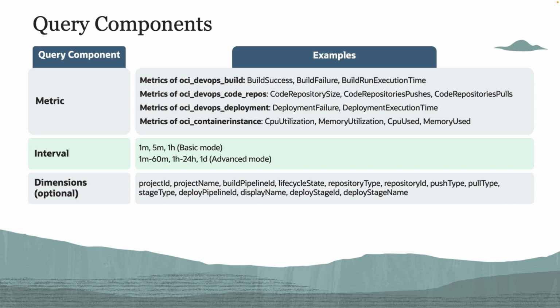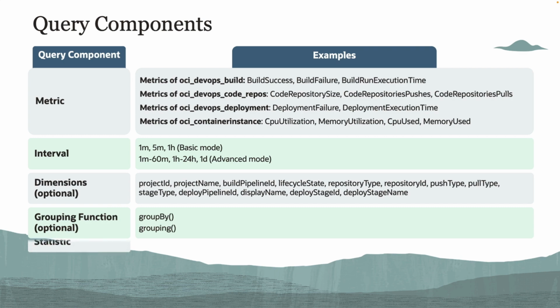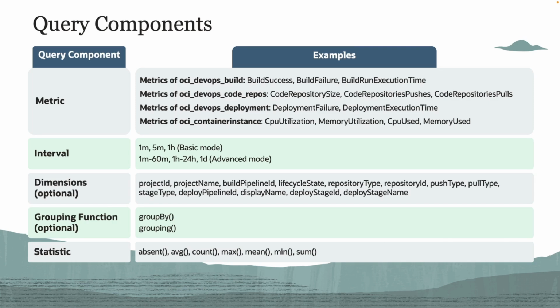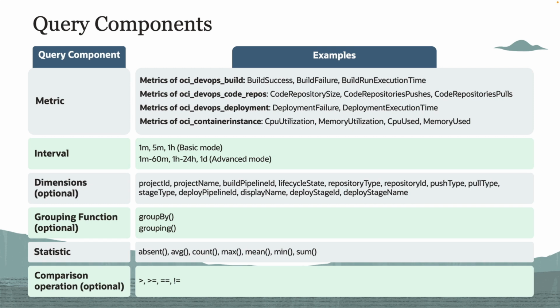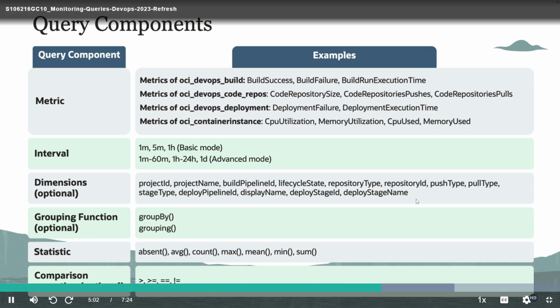Dimensions are optional qualifiers that can be added to corresponding metrics. Grouping function is another optional component. You can use it to group or combine metric data. Statistic is one of the core components in a query. For example, whether a resource is absent, or measuring the average, count, or minimum utilization of a particular resource. Comparison operators are used for defining alarms. You can specify if the statistic is greater than a value, or equal or not equal to a value.